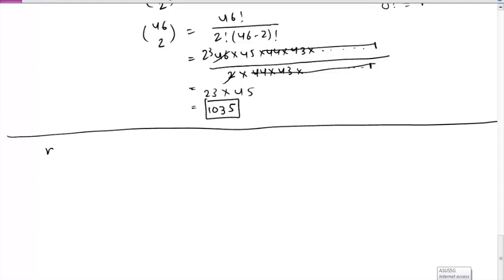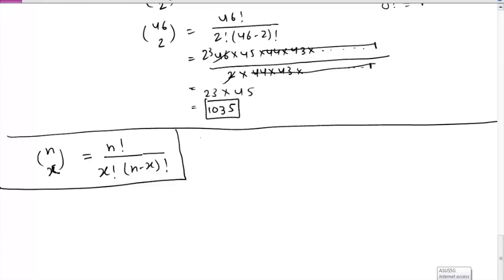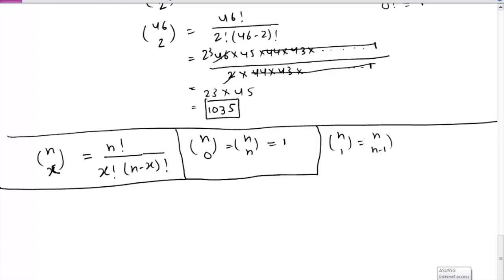For combination, the general formula is nCx. nC0, how many ways you can get 0 out of n, is the same as how many ways you can get n out of n, and the answer is always 1. Similarly, how many ways you can get 1 out of n is the same as how many ways you can get n minus 1 out of n, which is equal to n.